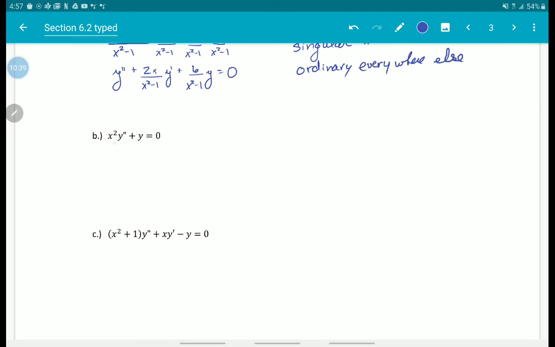Let's look at that next one. We would divide everything by x squared. So we're going to have y double prime plus y over x squared is equal to 0. So we're going to be singular at 0. That's where that denominator would be 0. And it's ordinary everywhere else.